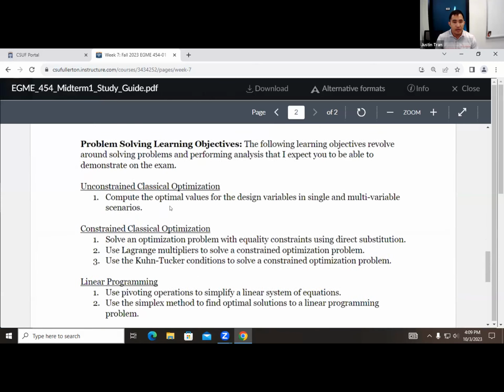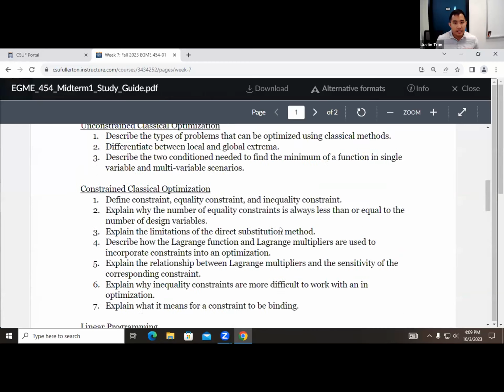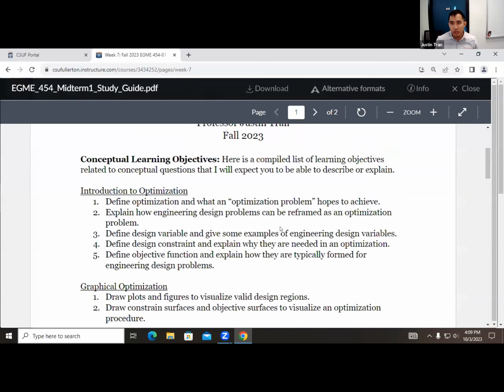Okay. And then at the bottom of the study guide, I have the problem-solving learning objectives. This is a summary of the types of problems or the types of skills that I would want you to know or be able to demonstrate on the exam. So definitely take a look at the study guide. Definitely take a look at your old homeworks. I think those are the best ways to study. Okay.